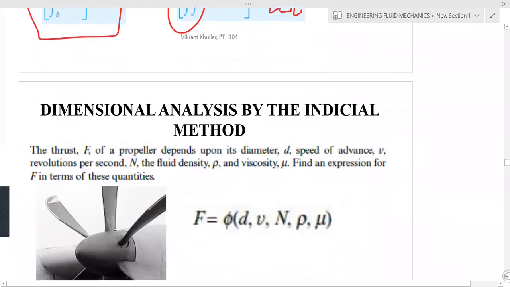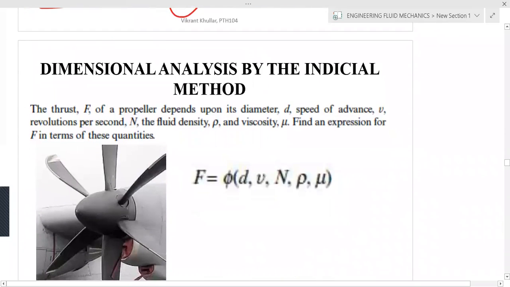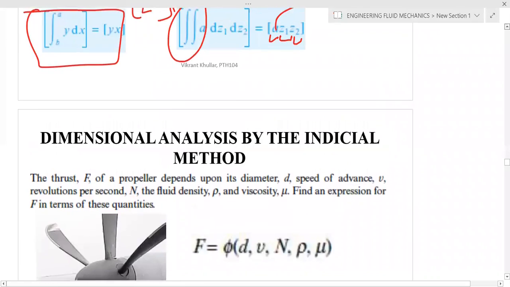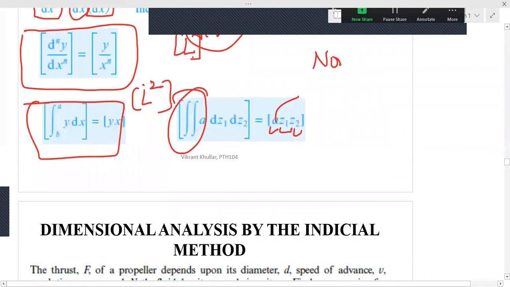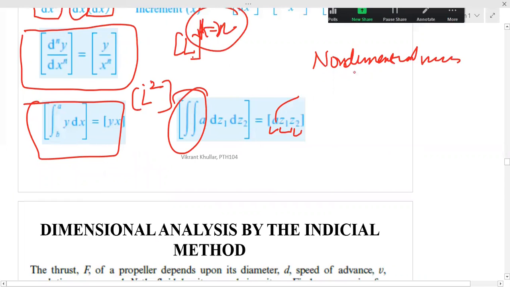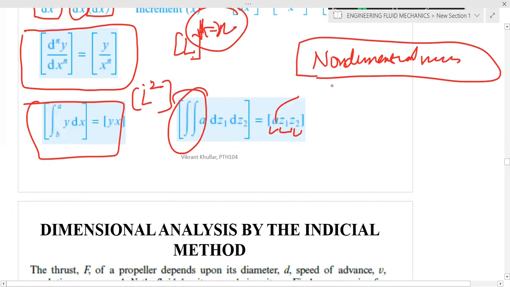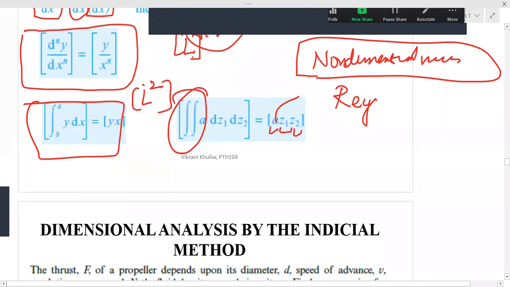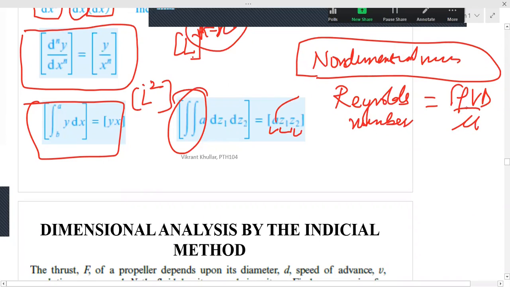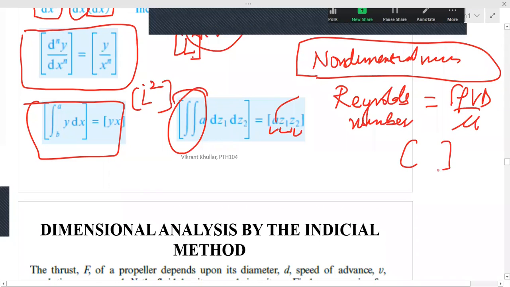Non-dimensionalization actually leads to certain non-dimensional numbers also. Have you heard about any non-dimensional number? What about Reynolds number, Re? Reynolds number is dimensionless. It is rho Vd upon mu. And if you try to find out the dimensions of this, it will be dimensionless. So what is the benefit of Reynolds number?